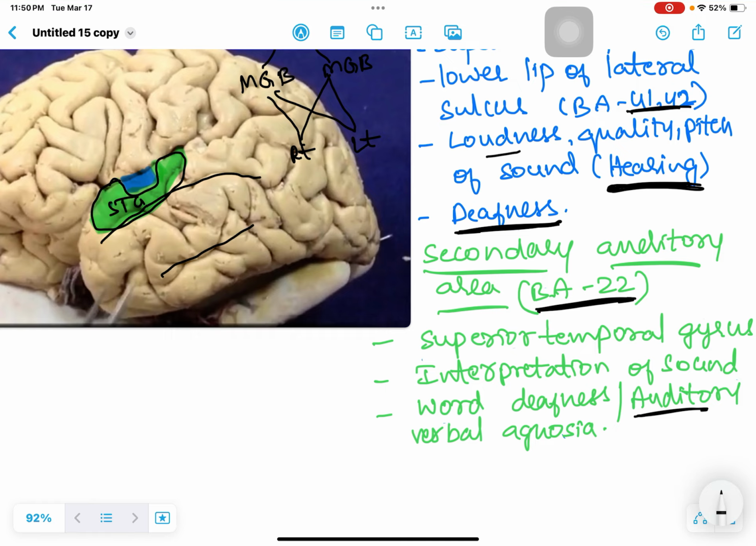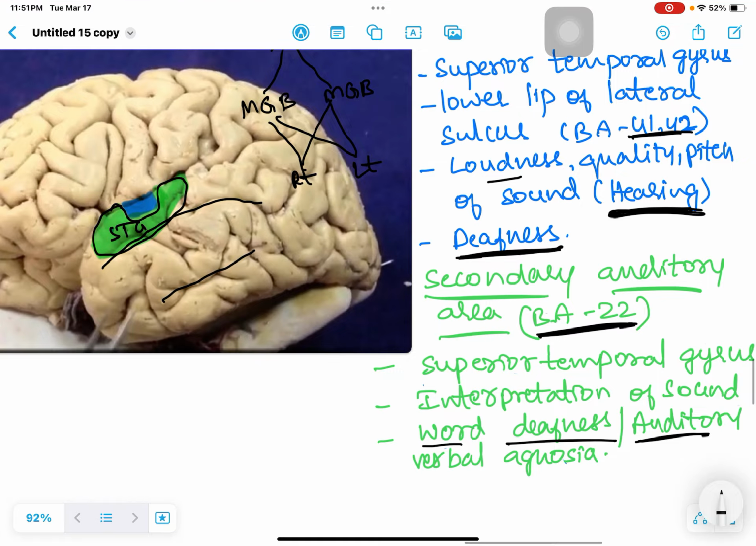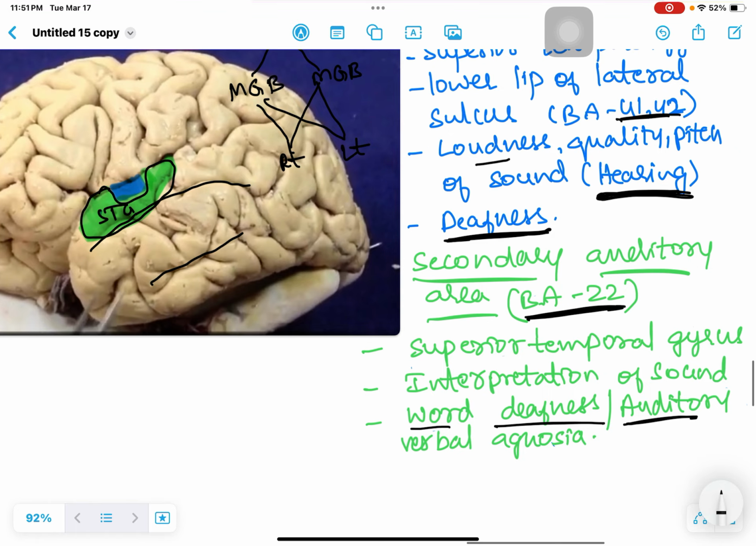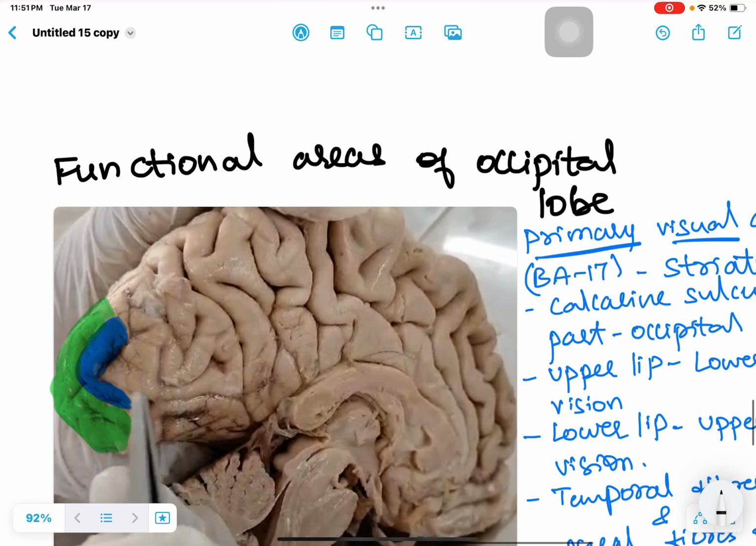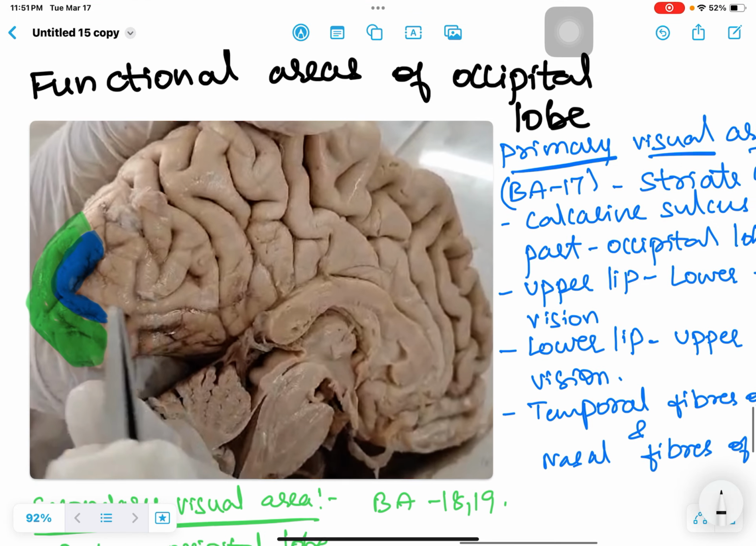So when there is damage to this area, it leads to word deafness. Word deafness means the patient cannot recognize the words. Even if he is hearing the word, he cannot recognize the person. Even if we are telling some known word, he cannot remember that known object or anything. So this is also called verbal agnosia. Verbal agnosia. Loss of sensation of voice.